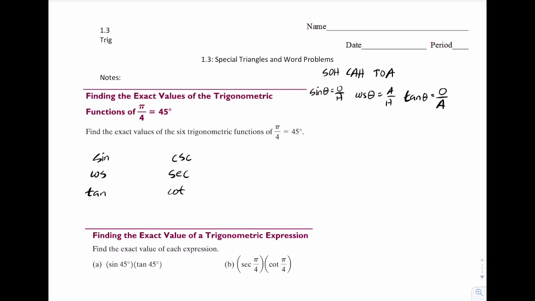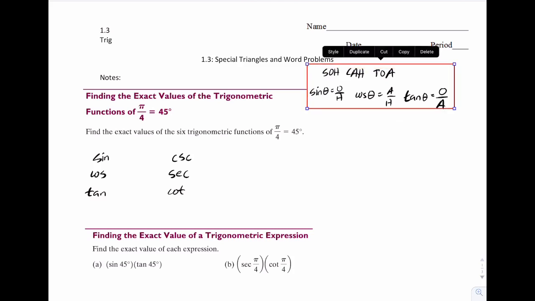Welcome to 1.3 part 1. In this video we're going to talk about special triangles and the trig functions of those special triangles. To start, everyone look right here. Make sure we all remember this from our last video, SOH CAH TOA. It'll be important to highlight this and make sure we all understand that.